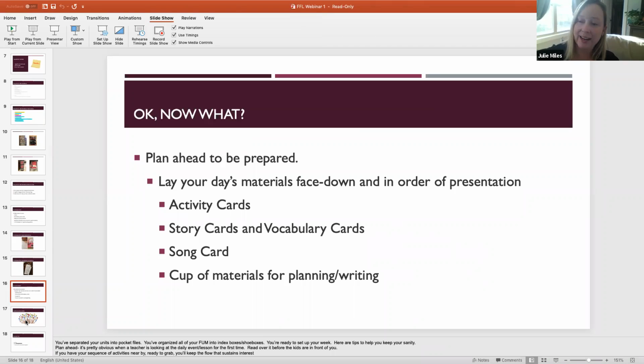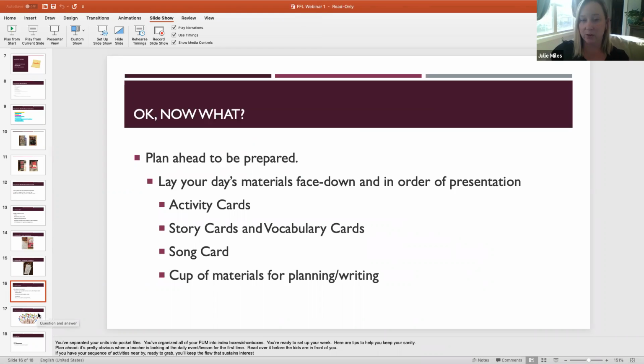Then next in your line next to you is the song card or poem, whatever it is that you're going to be doing next in that day. You're always going to have them lined up, so that you have that fluidity so the kids can learn and it sustains their interest. If you aren't having to look for materials, they're going to stay with you because you're going to be excited and ready for each part.